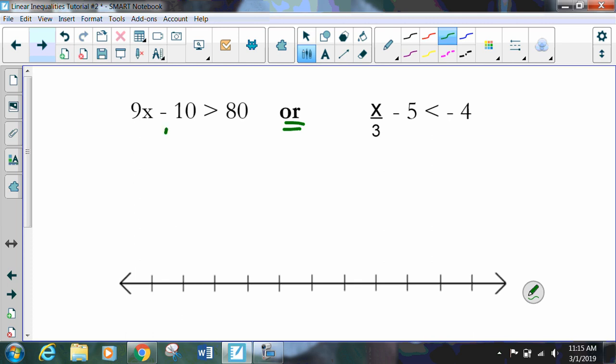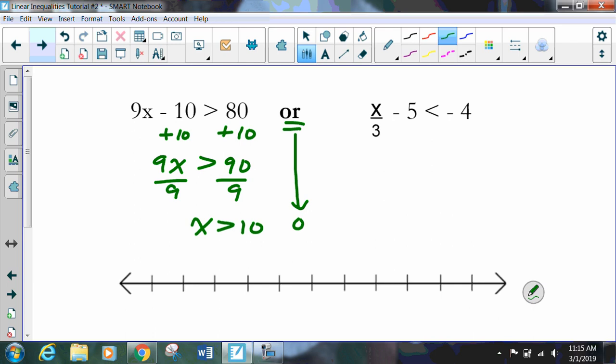So with this first one, we're going to add 10 to both sides. And we bring down the 9x, bring down the greater than, 80 plus 10 is 90. And divide both sides by 9, and we get x is greater than 10. I'm going to go ahead and bring down this or to remind me that there's two parts to this problem. And let's go ahead and add 5 to both sides here. Let's bring down the x divided by 3. Negative 4 plus 5 is 1.